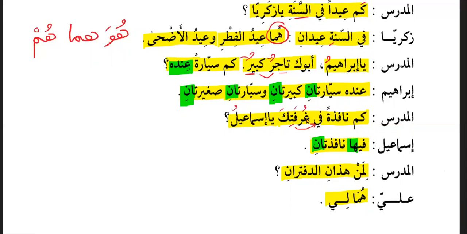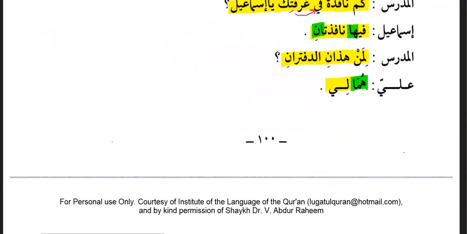He says, لِمَنْ هَذَانِ الدَّفْتَرَانِ, to whom do these two notebooks belong? هُمَا لِي, they belong to me. And lastly, لِمَنْ هَاتَانِ الْمِسْطَرَتَانِ, so here we have هَاتَانِ, to whom do these two rulers belong? هما لي.